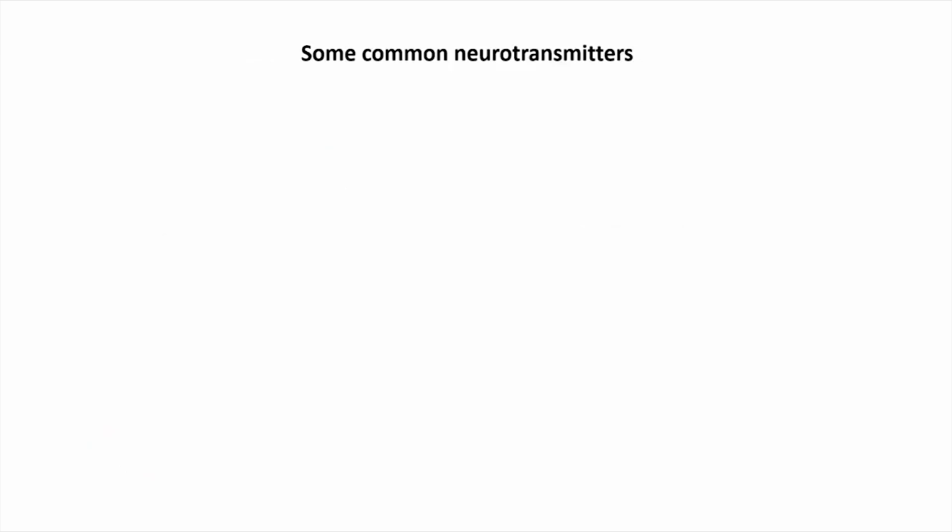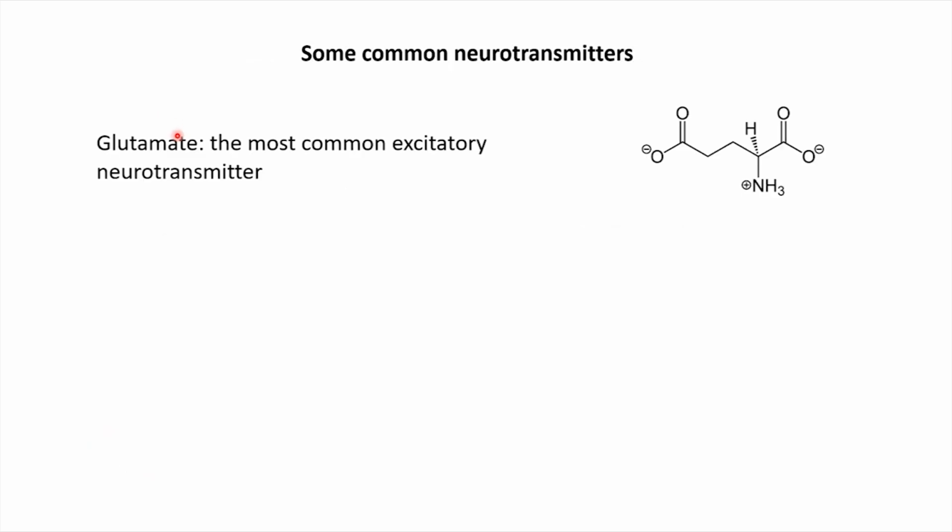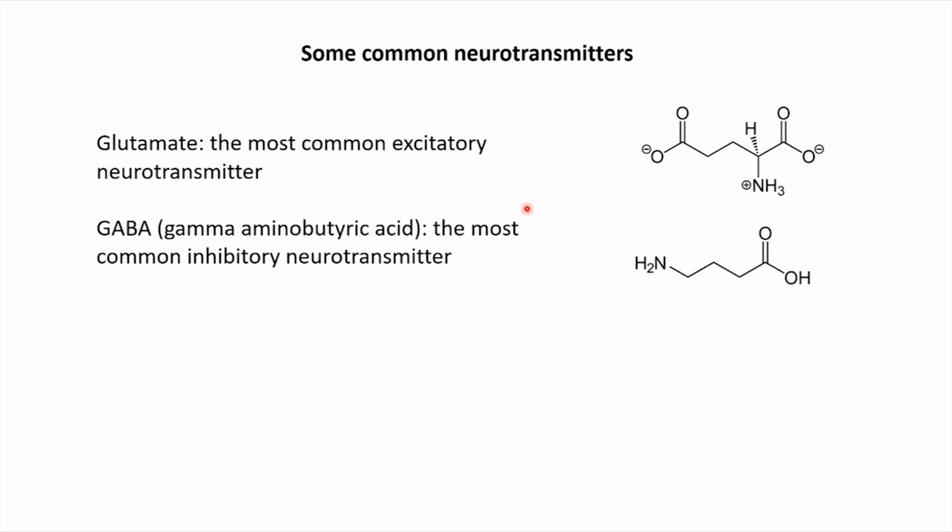Let's look at some of the common neurotransmitters here. The most common excitatory neurotransmitter in the brain is called glutamate. It's a small molecule. It is actually the anion of glutamic acid, which is a common amino acid present in all organisms. Almost 90% of the synapses in human brain use glutamate as the neurotransmitter. The most common inhibitory neurotransmitter is called gamma aminobutyric acid, or GABA in short. GABA is also a small molecule with a simple structure like this.